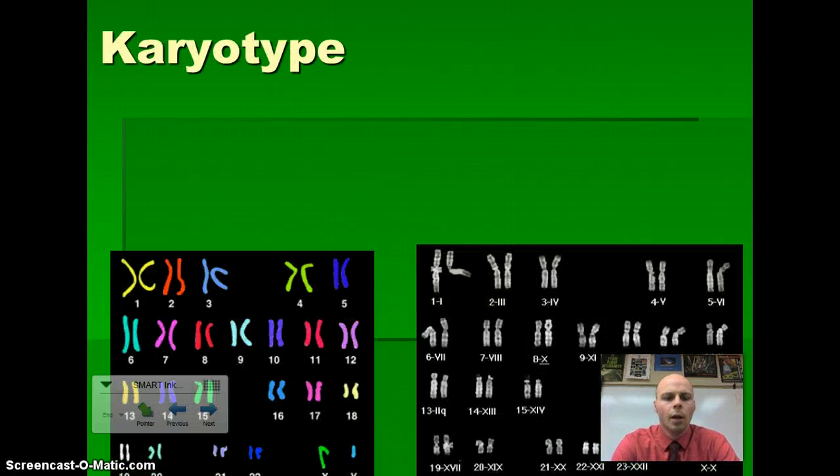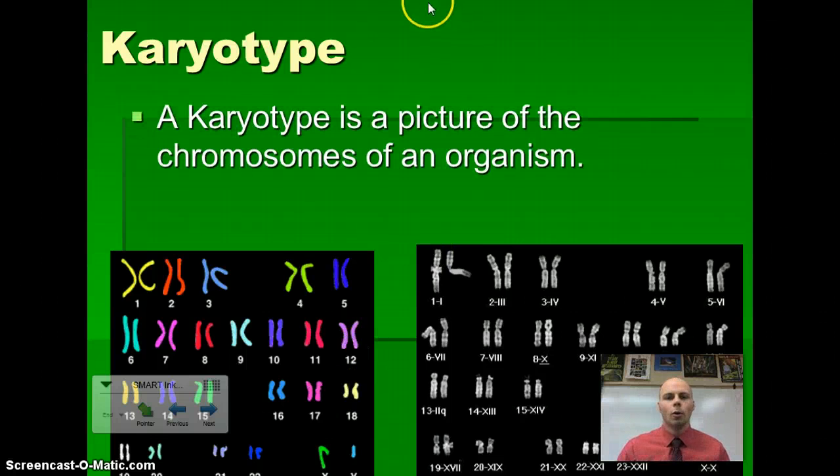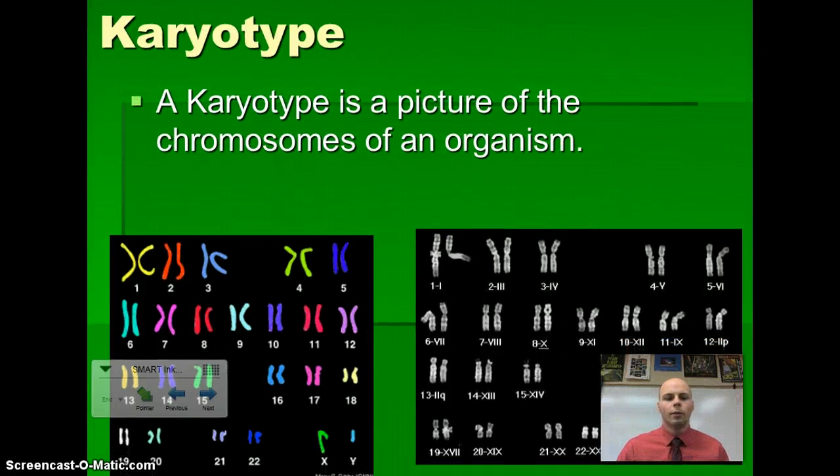If we look at these two karyotypes, and a karyotype is just a sequence of chromosomes showing all of the different chromosomes that an individual has, we can see two key differences between each of these. They obviously each have two sets of chromosomes. The one on the left has 23 pairs of chromosomes. You can see the X and the Y down here at the bottom, so this is obviously a male individual.